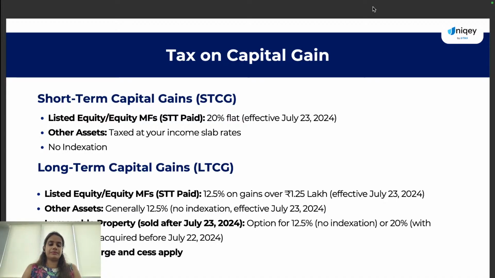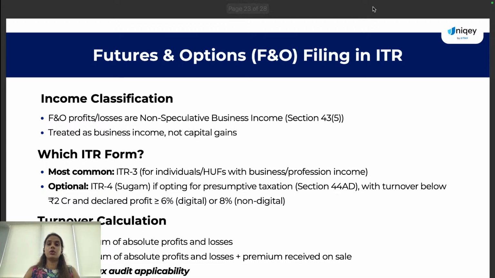Now let's discuss futures and options in ITR. The income classified under futures and options is the profit or loss from non-speculative business income, treated as business income, not capital gains. First of all, these are treated as business income if you have any F&O income.